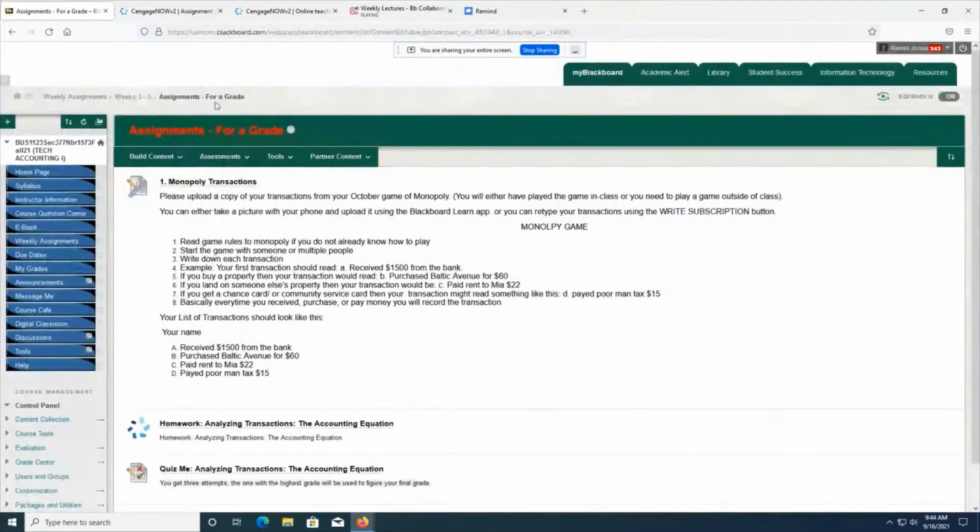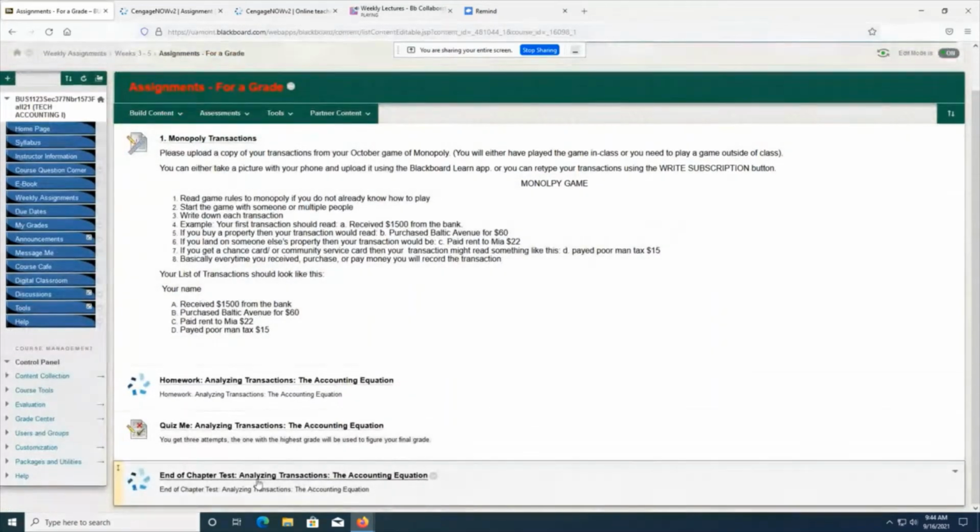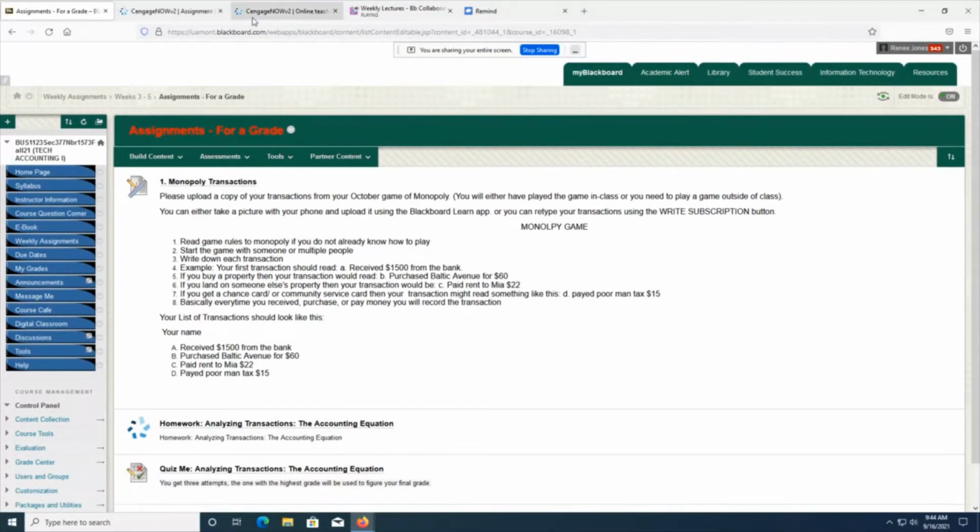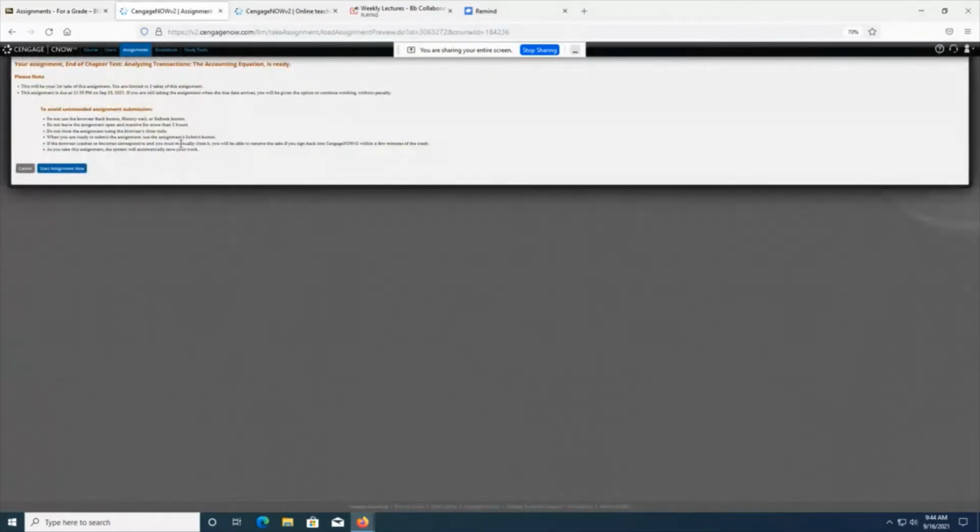sign in. Okay, so once you hit this, the end of chapter test, analyzing transactions, it's going to open up and it's going to look like this. And I made mine smaller for a reason. I need to print stuff out, and for some reason it's only going to print out what's on my page. So if you click on that, then you can. So you're going to click on Start Assignment Now.